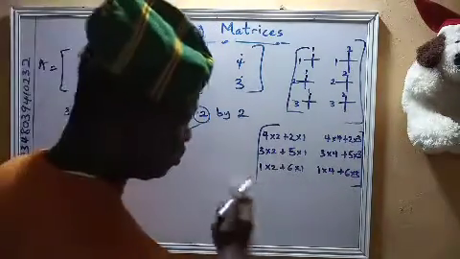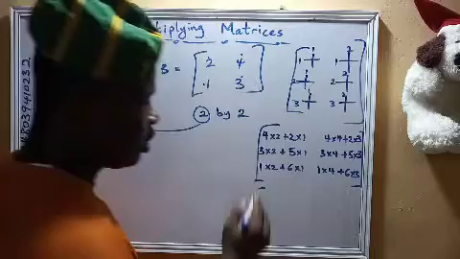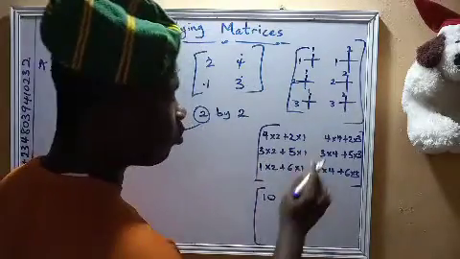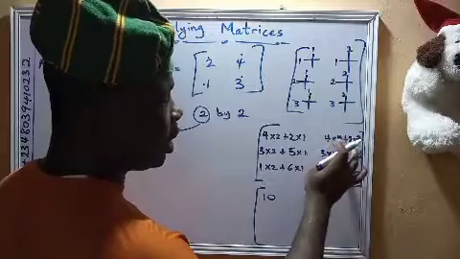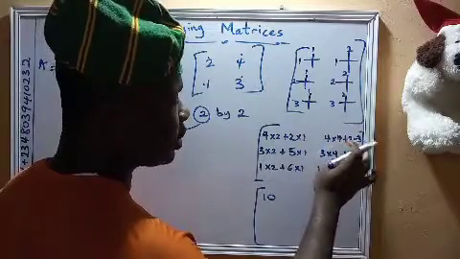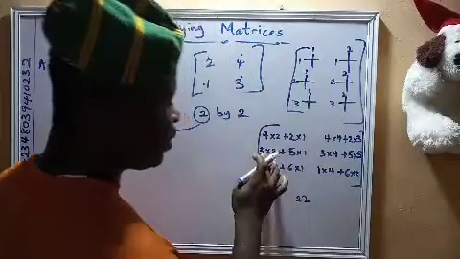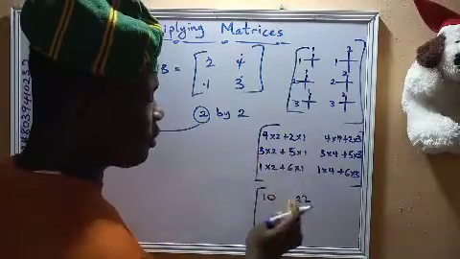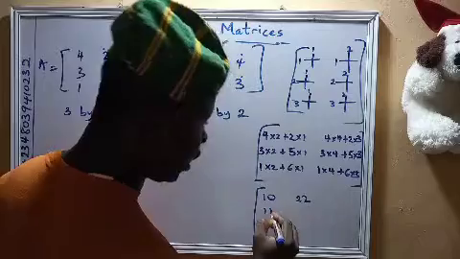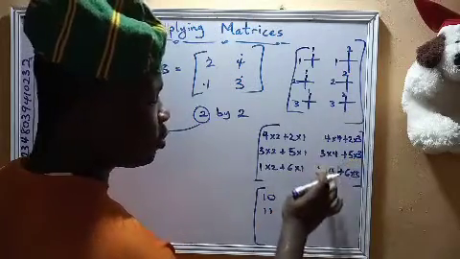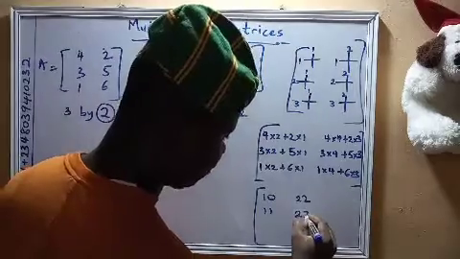Okay, so when we solve this, what do we get? 4 times 2 is 8. 2 times 1 is 2. 8 plus 2 is 10. 4 times 4 is 16. 2 times 3 is 6. 16 plus 6 is 22. 3 times 2 is 6. 5 times 1 is 5. 6 plus 5 is 11. 3 times 4 is 12. 5 times 3 is 15. 12 plus 15 is 27.